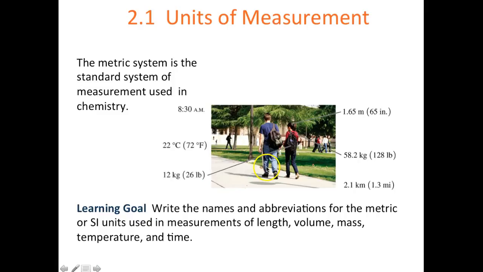So here in this picture, you can see a couple of students walking to their class, I assume. The time is recorded as 8:30 a.m., so that's a time measurement. The temperature is also listed, mass is listed, and then a length measurement, meter, and then another length measurement, which is also referred to as distance. All right. So basic units of measurement are length, volume, mass, temperature, and time.